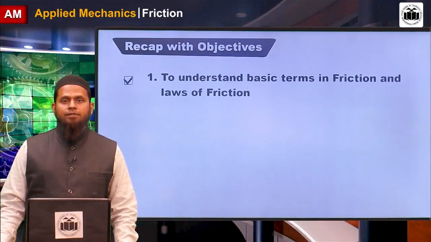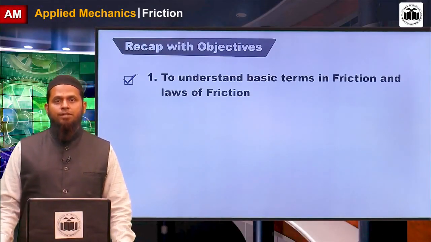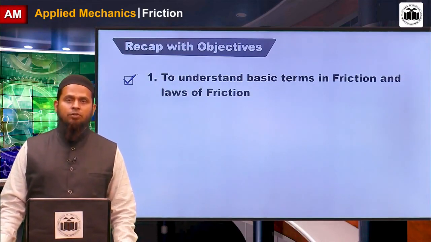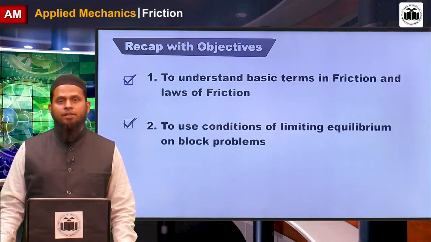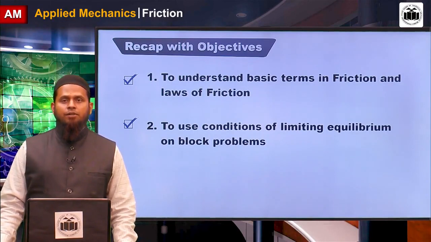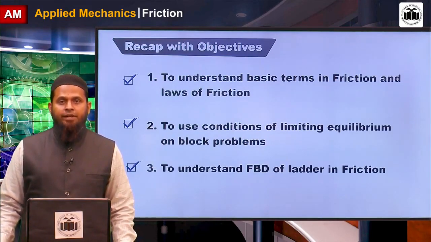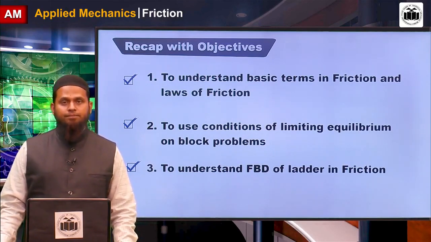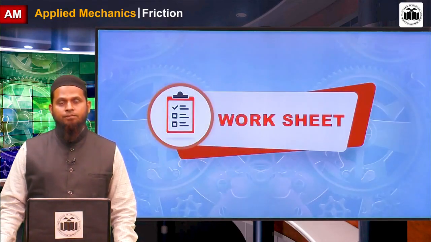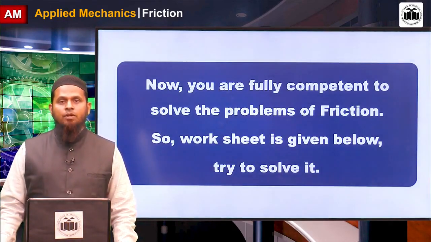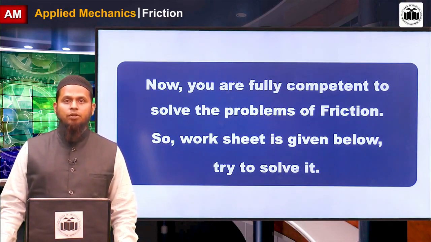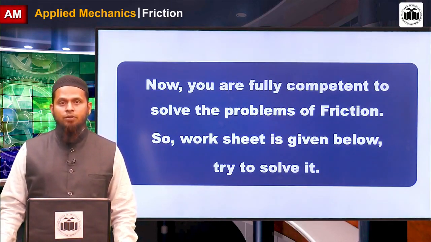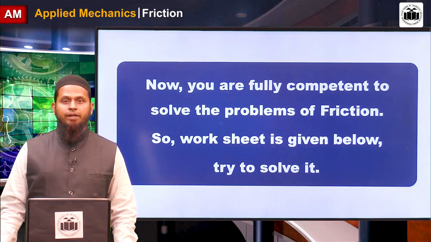With this lecture, we understood the basic terms in friction and the laws of friction, using the condition of limiting equilibrium on block problems, and drawing the FBD of a ladder in friction. Now you are fully competent to solve the problems of friction. So a worksheet is given below. Try to solve it.